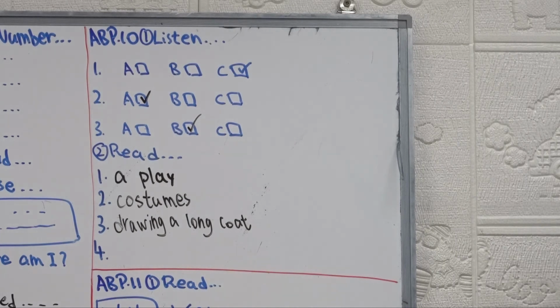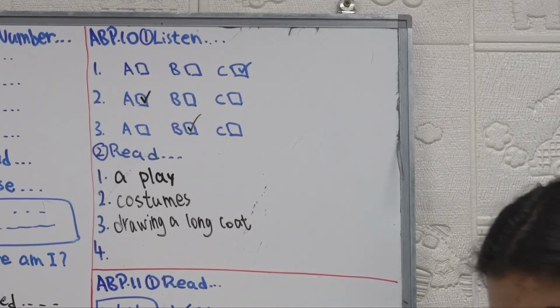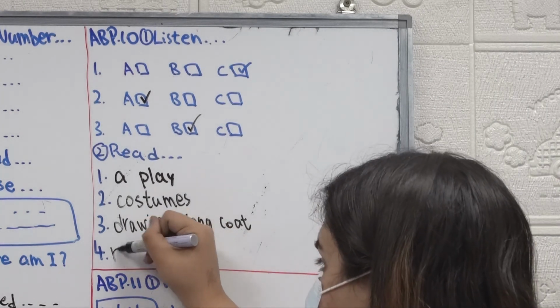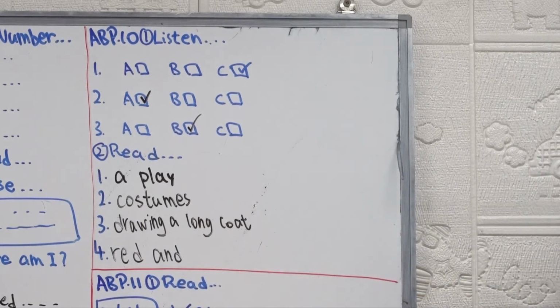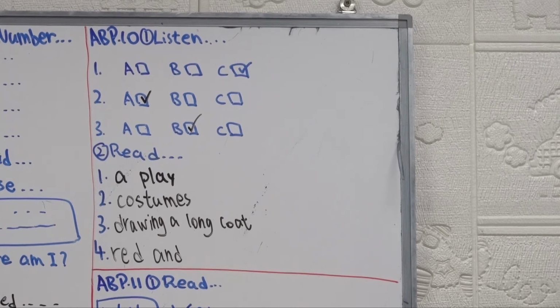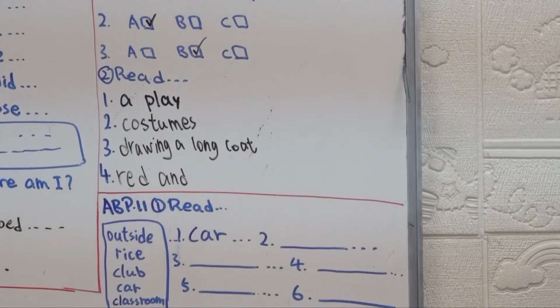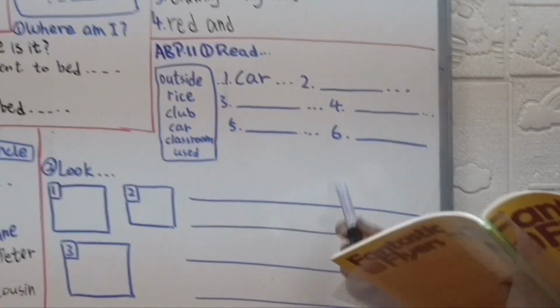Number 4, there are red and blue flowers on her hat. So the appropriate answer is this. Okay, done? Good. Finally, we can move on to part 1 of page 11.